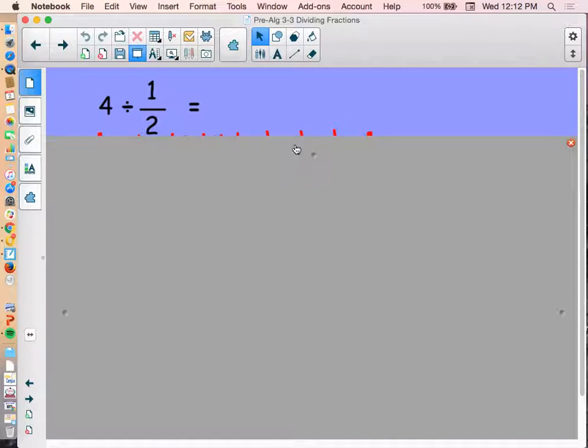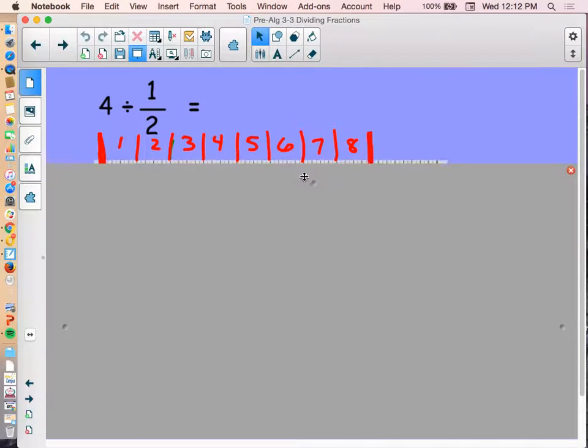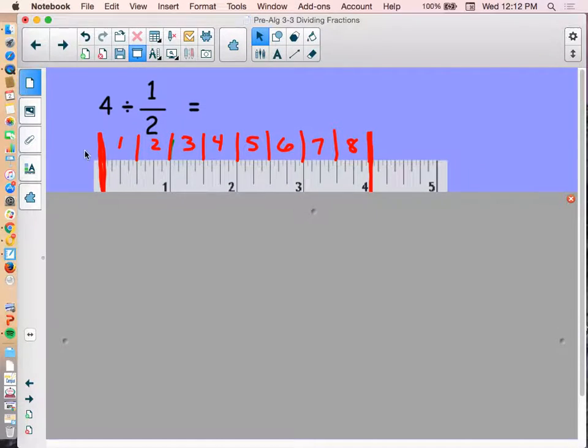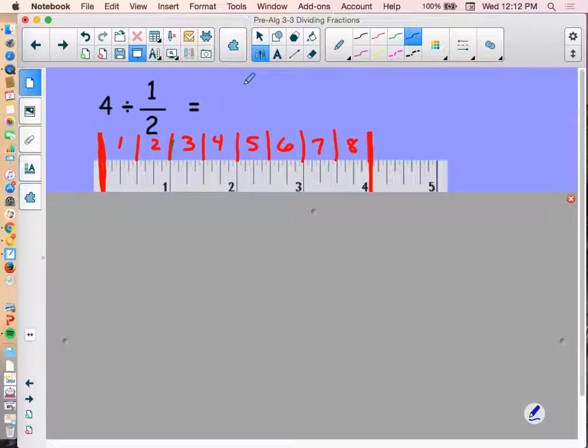So 4 divided by 1/2. If you think of 4 divided by 1/2 as being like a ruler that is marked from 1 to 4 inches, if you divide it into halves, you're basically saying how many halves are there in 4 wholes. So there's 1/2, 2 halves, 3 halves, 4 halves, 5, 6, 7, and 8. 8 total halves. And you could say then that 4 divided by 1/2 is equal to 8.